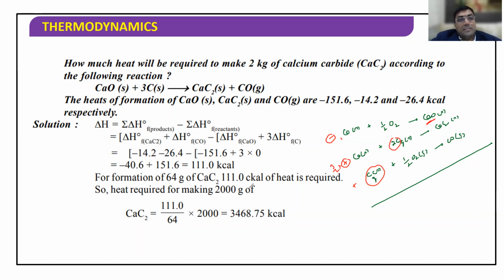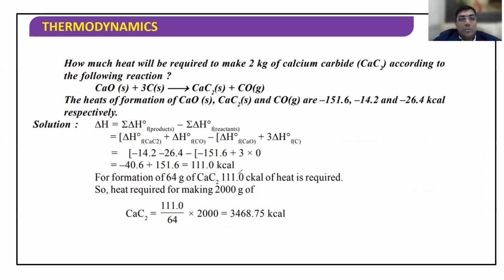So I hope you understood this. Now try to understand. Now, when you solve, how much you are getting? 111 kilocalories. But the question is, how much heat will be required to make 2 kg of calcium carbide according to the following equation? Weight by molecular weight into 2000.